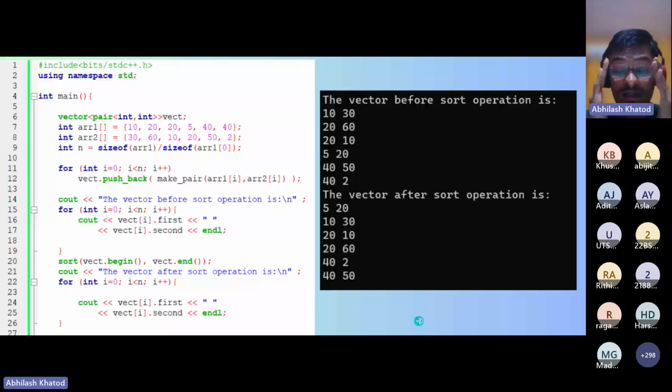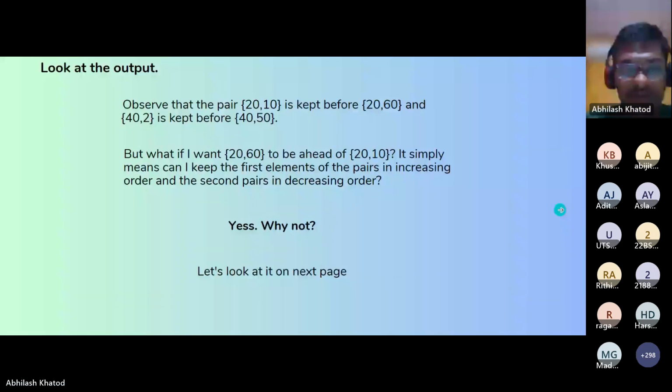But our main question should be, what if I need 20, 60 above 20, 10, or 40, 50 above 40, 2? Can I do that? Yes, surely you can do that. We'll see it soon. That's what I was saying. Look at the output and everything. As you can see, the pair 20, 10 is kept above 20, 60, and 40, 2 is kept above 40, 50. That's what I was saying. I don't think I need to read this again.